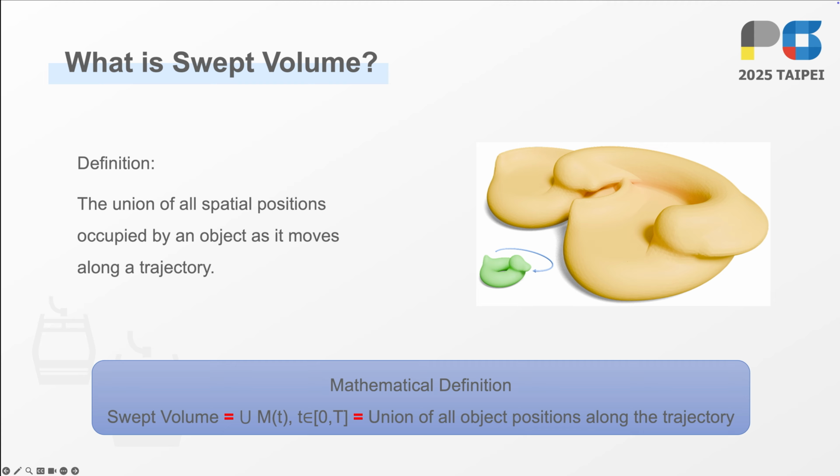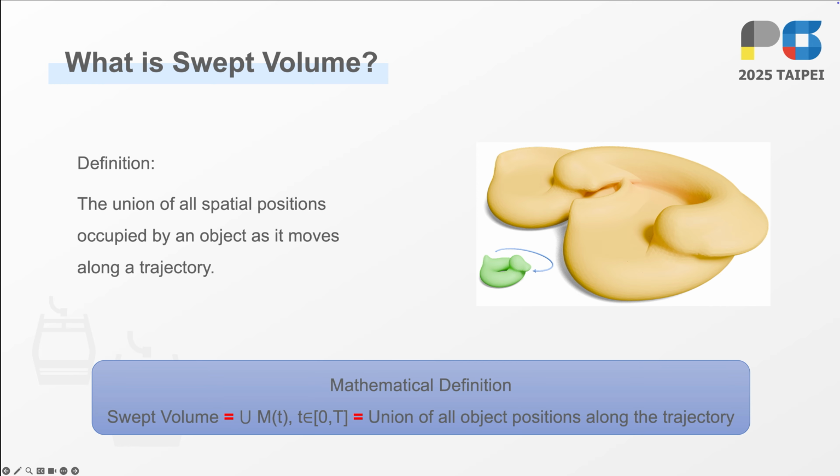Here's a visual example. You can see a small object, this green shape, following a curved blue trajectory. The resulting swept volume is this beautiful torus-like structure in yellow. It's the continuous region traced out by the object during its entire motion. Mathematically, we express it as the union of m(t), for all time t in the interval [0, T], where m(t) represents the object's position at time t.